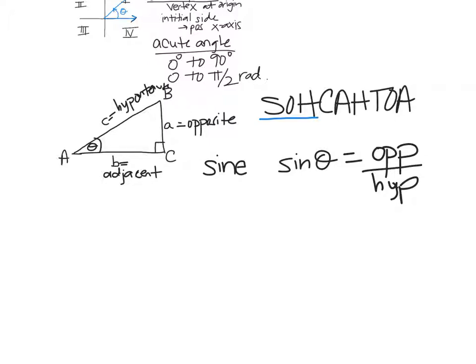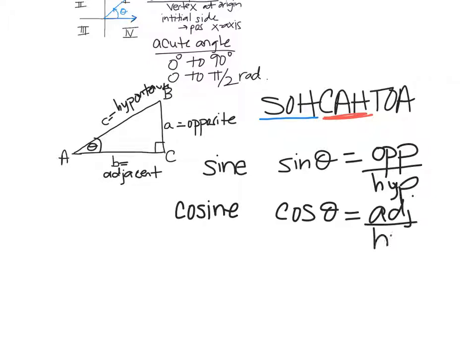Okay, the next one we're going to talk about is CAH, and that's called cosine. When we want to find the cosine of an angle, we abbreviate that as cos. And the cosine of angle theta in this triangle, in all right triangles, is adjacent side over the hypotenuse. And that's cosine.